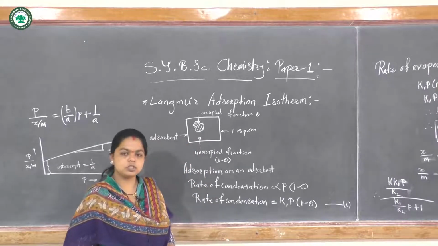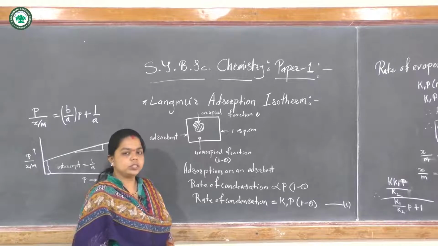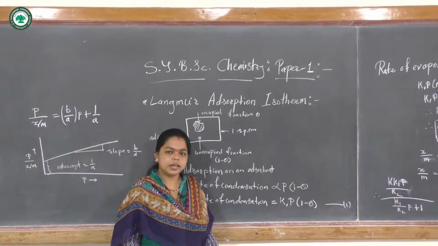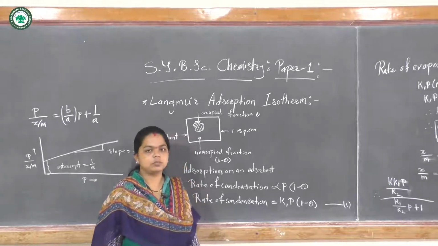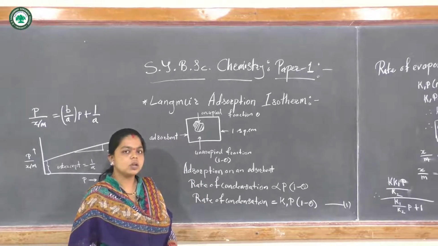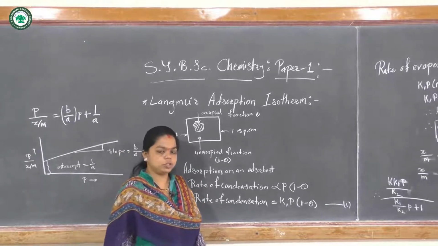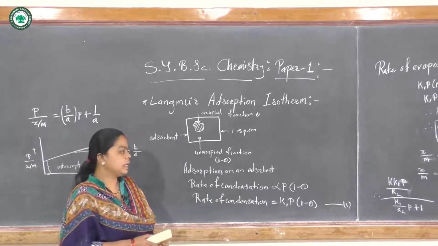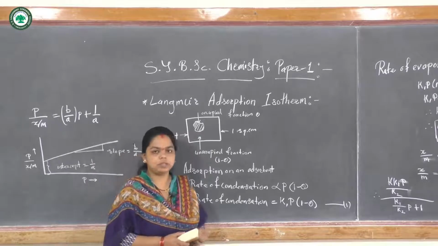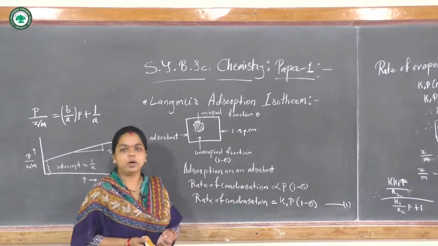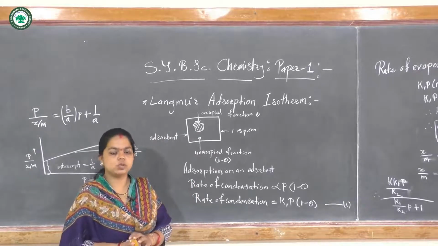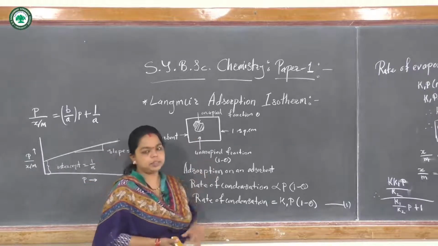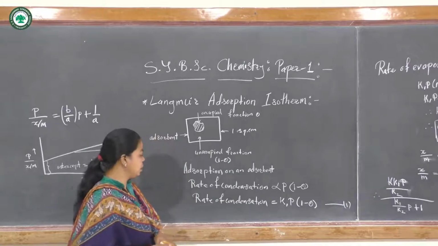First is the condensation of the molecule to occupy some area on the adsorbent material, and second is the evaporation or desorption of the molecule. So these two processes always occur during adsorption, and from these two processes we can calculate the particular expression. We can determine the amount of the adsorbate material which is occupied, that is theta. We can calculate the value of theta.